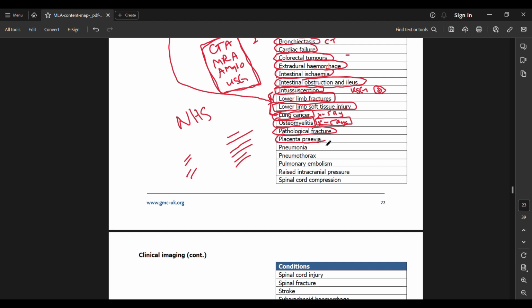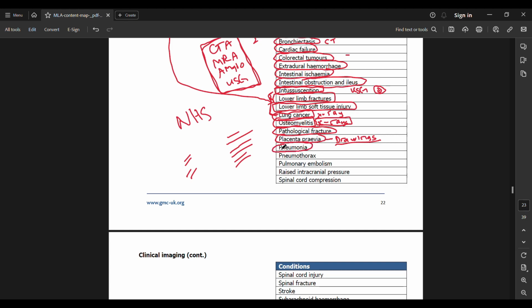Next, you have placenta previa. This is important when it comes to your OSCE exams or even MCQs because they'll give you an image of placenta previa. So make sure you look at images of placenta previa. Usually I've seen them give drawings of placenta previa where they have the drawing of the uterus and a child inside and the placenta. But yeah, that's what usually shows up. So just make sure you look at diagrams of placenta previa. This does show up in OSCEs very commonly.